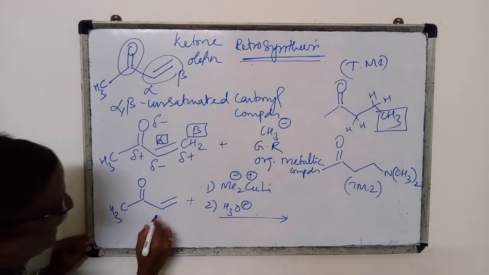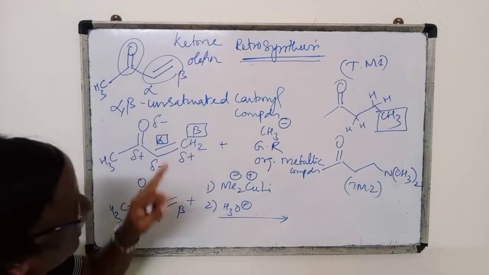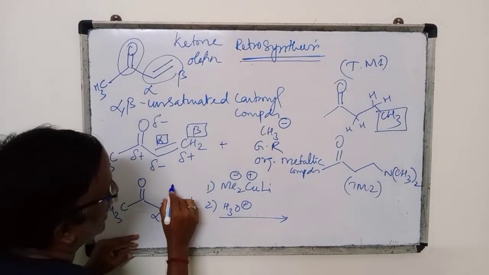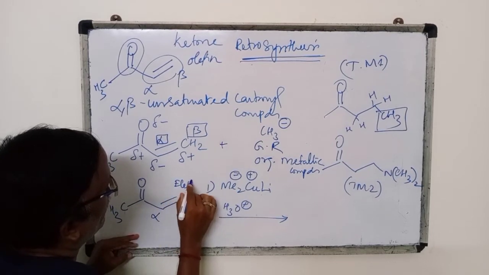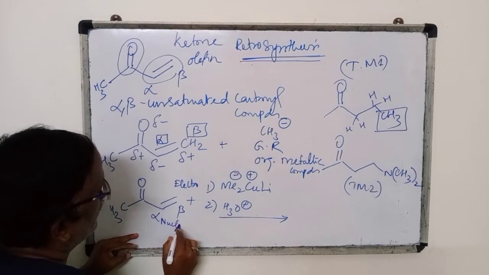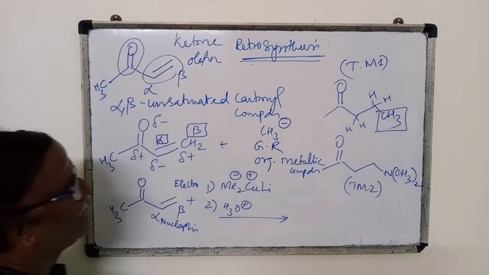So where is it going to add? As we already discussed, it is going to add at the beta carbon, because the beta carbon is an electrophile. What is the alpha carbon? It is a nucleophile. So the alpha carbon is a nucleophile and the beta carbon is an electrophile.